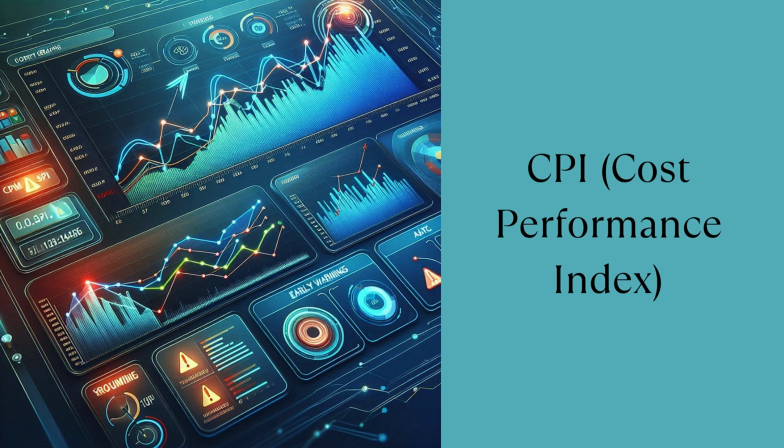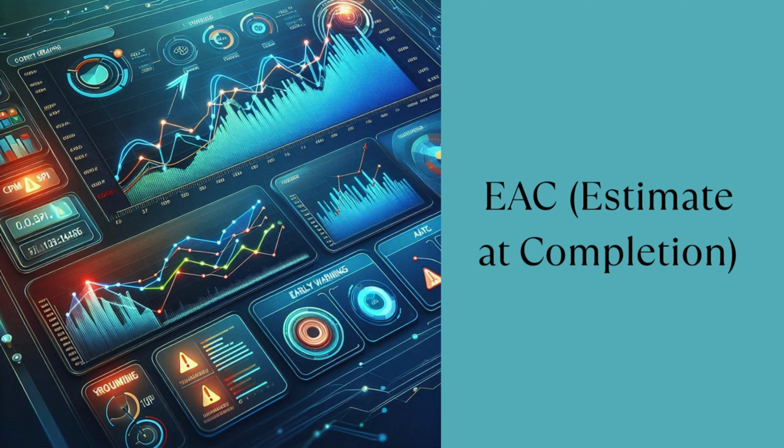Here are the top 5 metrics where trend analysis gives you predictive power. 1. CPI, Cost Performance Index. Measures efficiency over time. Declining CPI means you're spending more for less. 2. SPI, Schedule Performance Index. Are you falling behind? A consistent downward trend here is your early alert. 3. EAC, Estimate at Completion. Tracking EAC across time shows if your cost forecast is improving or deteriorating.